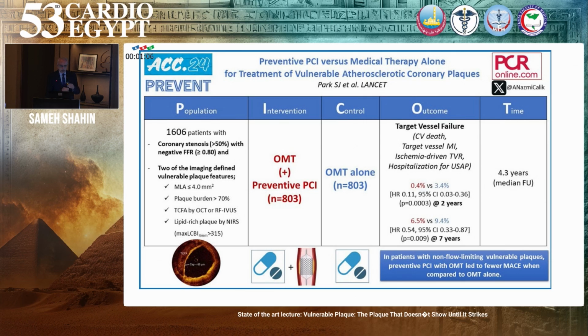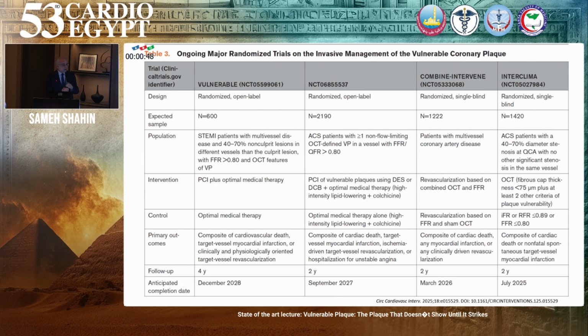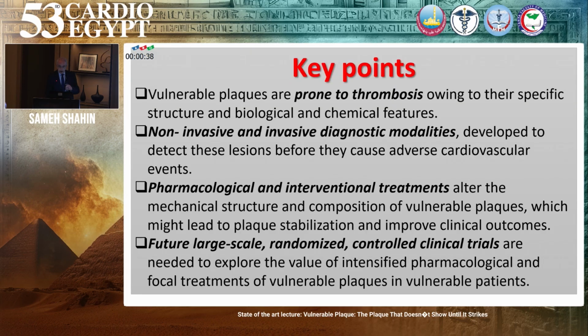And this is the summary of the PREVENT trial. Again, preventive PCI versus medical treatment alone, 4 years follow-up, and you can see significant reduction in MACE and even in mortality. And this was published in the Lancet, and it was very impressive. And the future carries, again, 4 major trials studying these concepts of the vulnerable plaque, whether to do PCI for such patients or not, and we are waiting for these results.